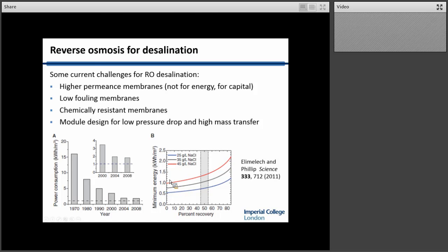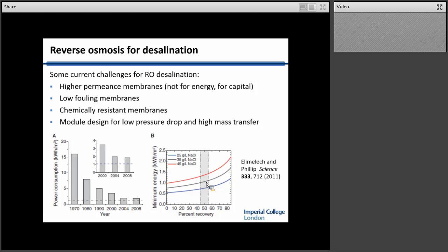So the amount of energy that we need to desalinate water has gone down the last three decades from up over 15 kilowatt hours per meter cubed down to around 2 kilowatt hours per meter cubed. The theoretical minimum amount of energy you need for water desalination will depend on the amount of water you recover and the starting salt concentration in the water. But as a midpoint, the theoretical minimum amount of energy you'll need is a bit over 1 kilowatt hour per meter cubed. So actually, we're just under 2 now. We're quite close already to the theoretical minimum amount of energy we need.